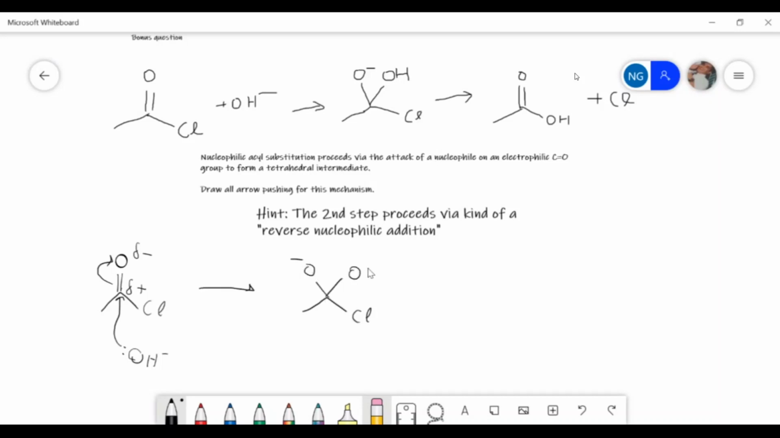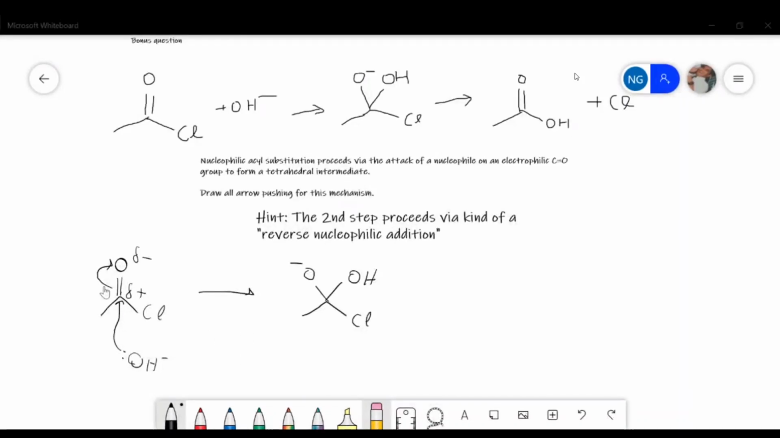So you have this. Okay, I want someone to try this. Does anyone want to give this a shot? It's okay if you get it wrong. Just give it a shot. What do you guys think happens next? It should be quite obvious by now, but you guys can give it a shot. What do you think happens next? You can just type it out in the chat. Where do you think the electron pair should come from?